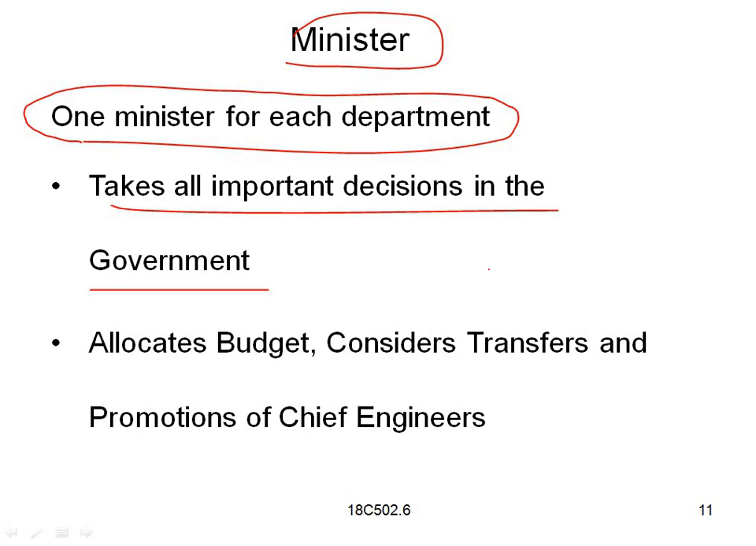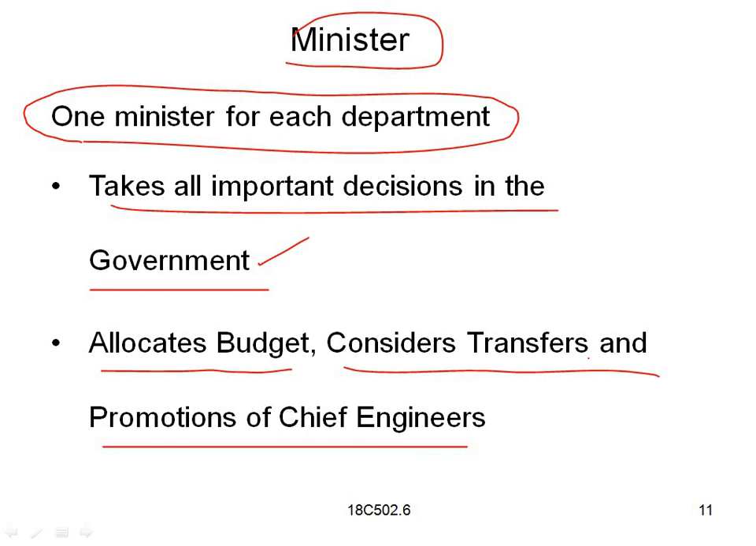So he will take all important decisions in the government department. He allocates the budget and considers transfers and promotions of chief engineers. He is in charge of the chief engineers' promotions, whether they want to get promotions for their experience, or they want to ask for transfers from one place to another. And if any budget is required for the projects, he will allot the budget. So the minister is the key point for the successful running of the department.